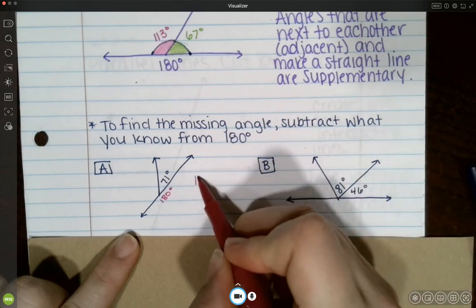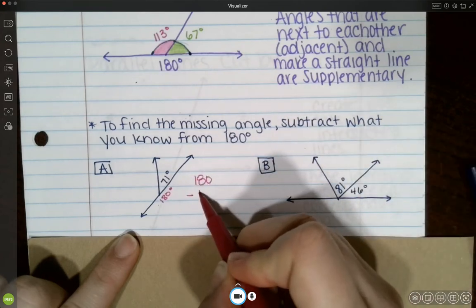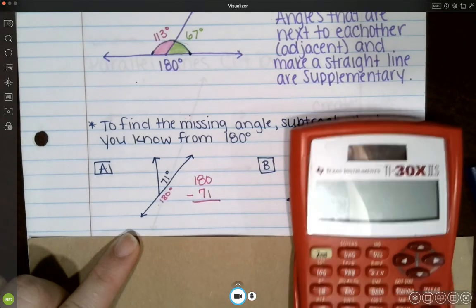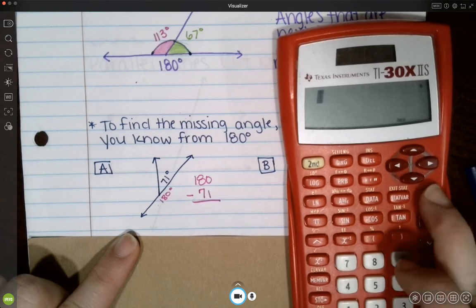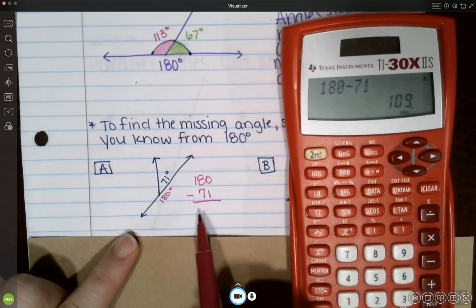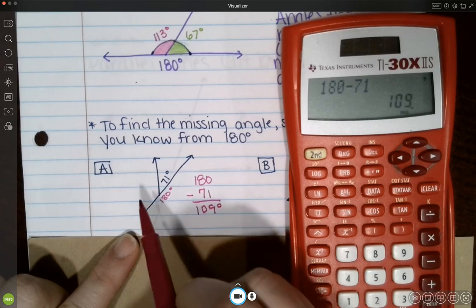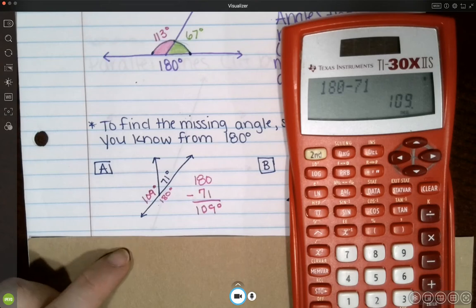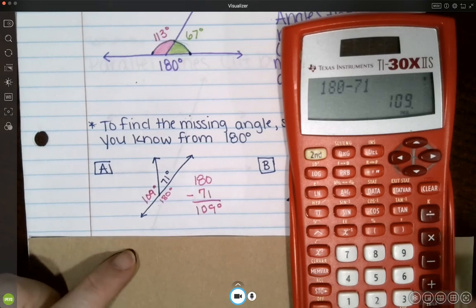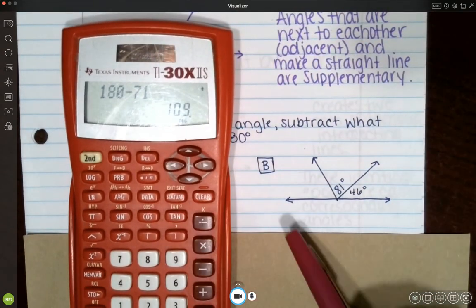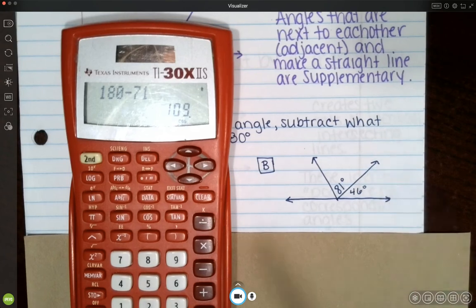We're going to take our 180 degrees and we're going to subtract what we know of 71 degrees. Now, if you can't do that math, you can always pick up your calculator. And we would do 180 degrees minus 71. And we would see that that angle has to be 109 degrees. Anything more, we don't have a straight line. Anything less, we don't have a straight line. So together they have to make that 180. All right, on this other side, we have our straight line and we have it cut into three pieces.